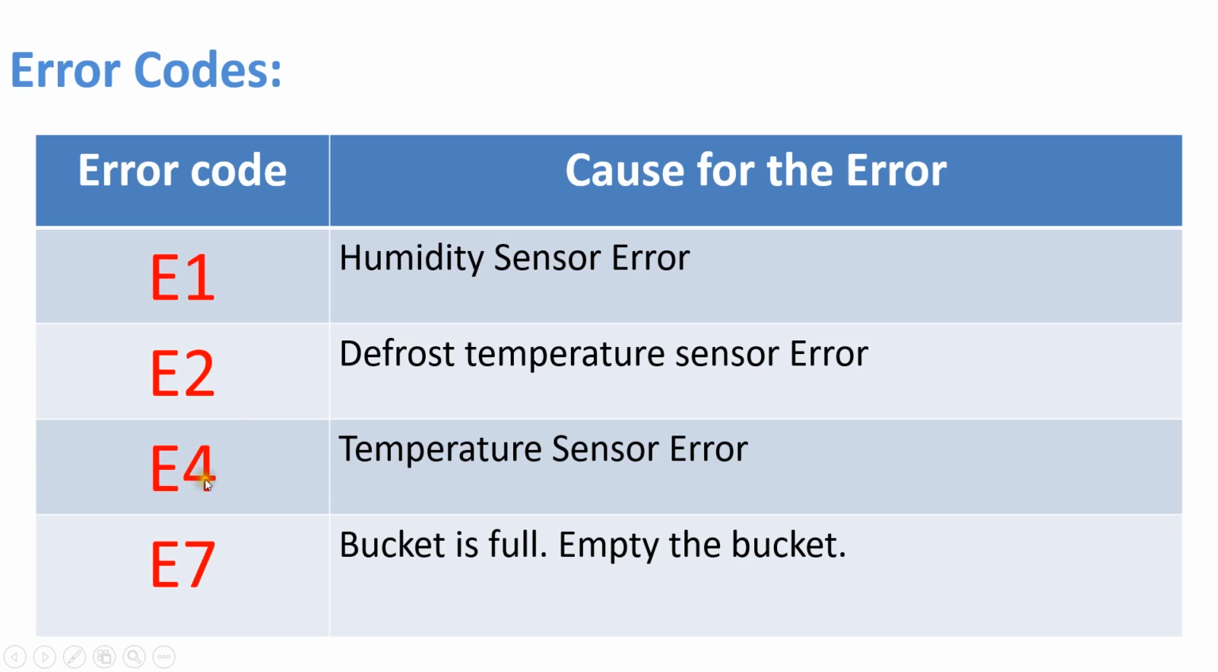And the E4 error code will be displayed whenever the temperature sensor is having any problem, and the E7 error code will be displayed whenever the bucket is full, then the user has to empty that bucket. These are the different error codes for this dehumidifier.